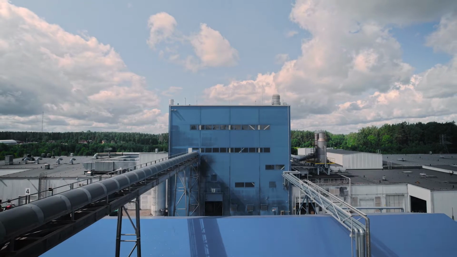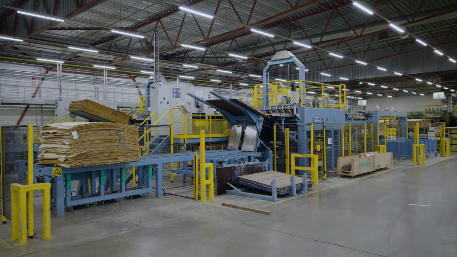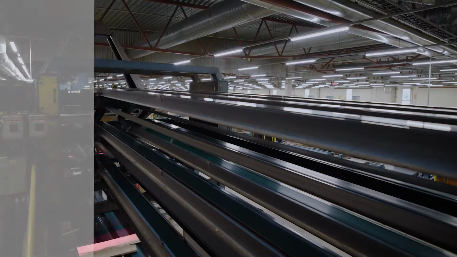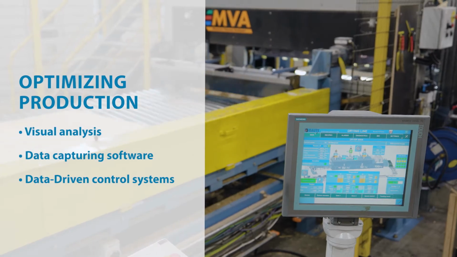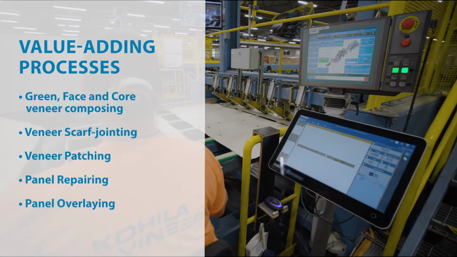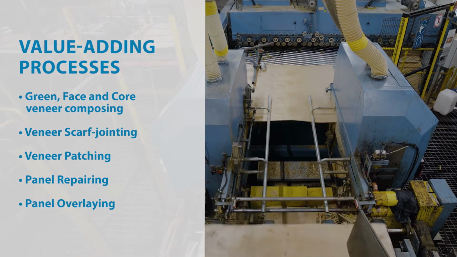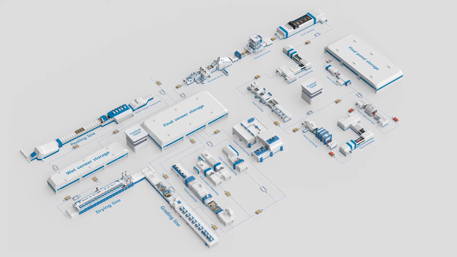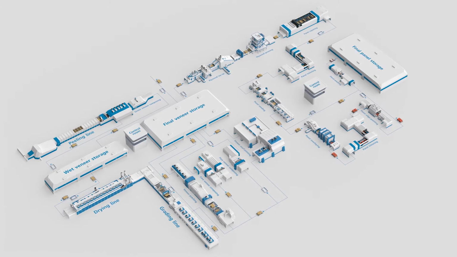Plywood is a versatile material manufactured by gluing together thin layers of wood veneer. Optimizing the production and value adding is essential to modern plywood production. Extra value is created by making the most out of the raw material in both a profitable and a sustainable manner. This video shows the whole plywood manufacturing process, from logs to veneer all the way to finished plywood panels.